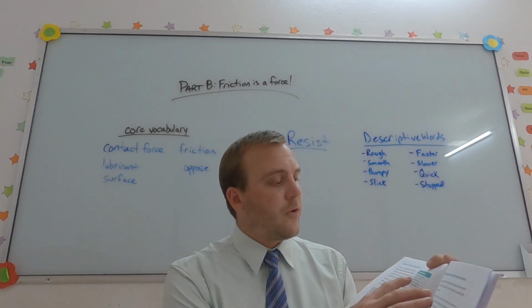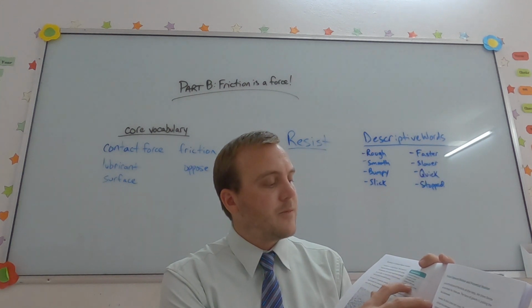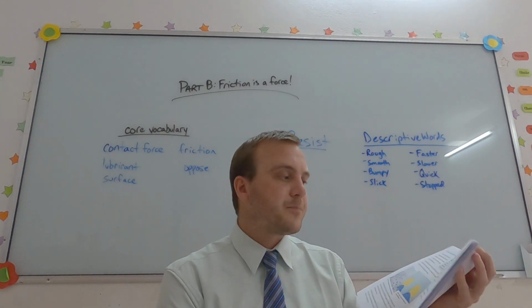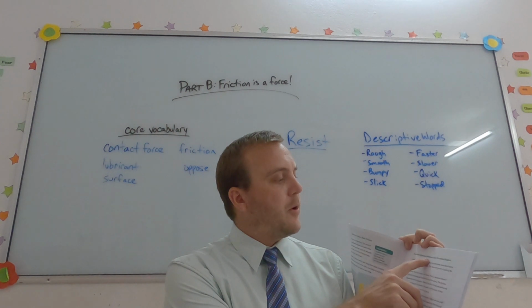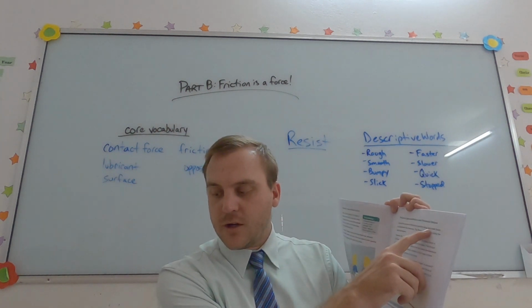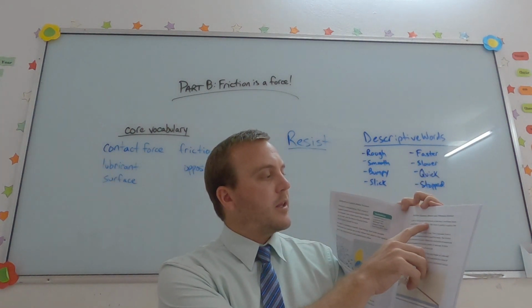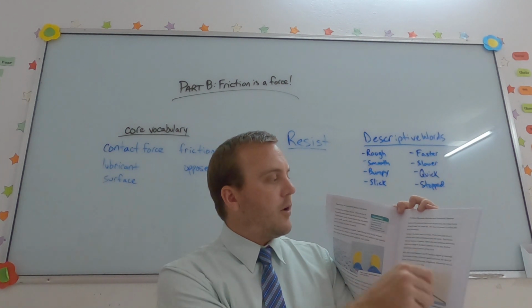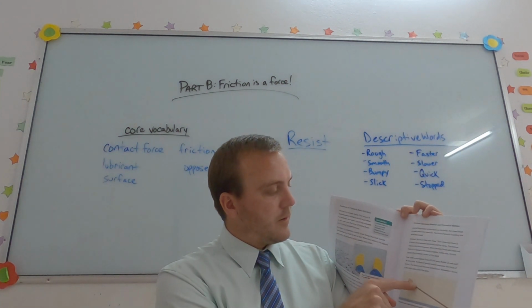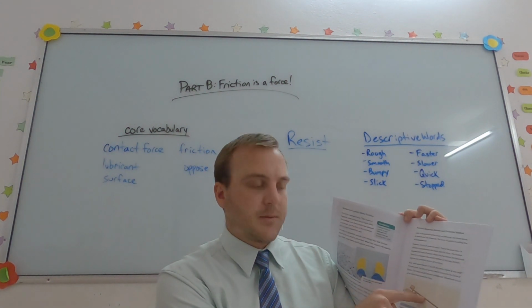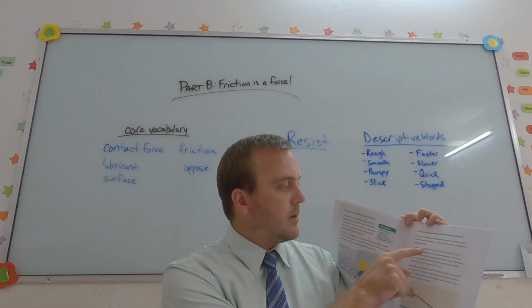So contact force: a push or pull between two objects that are touching each other. Friction opposes motion and potential motion. Look at the picture of the block on the ramp. Are there forces at work there? This is the exercise we did just yesterday.